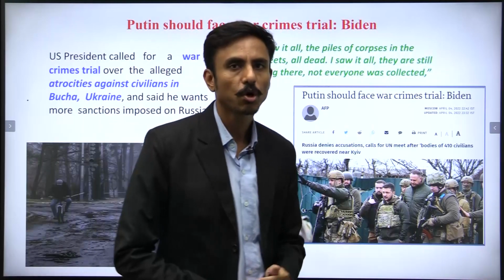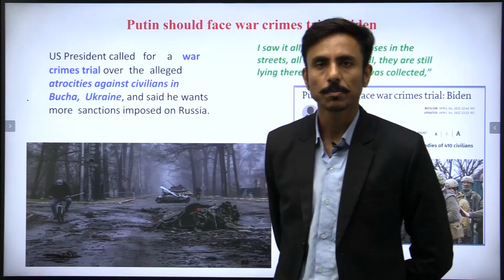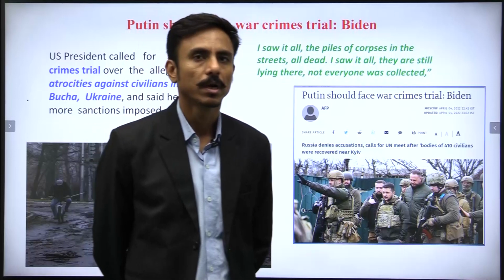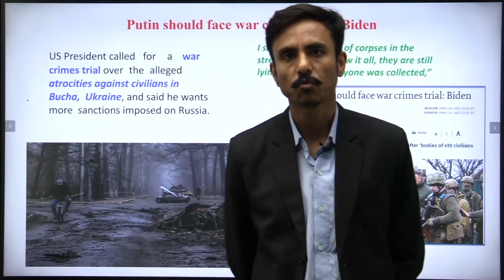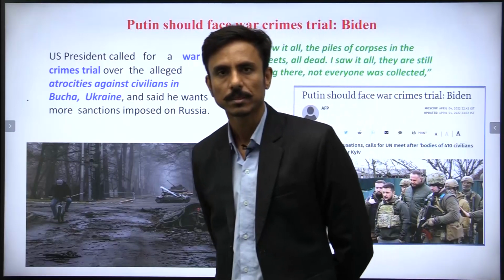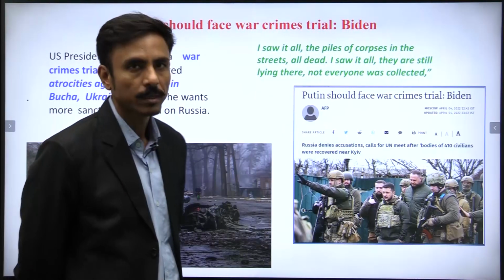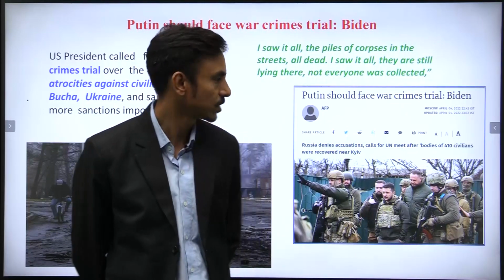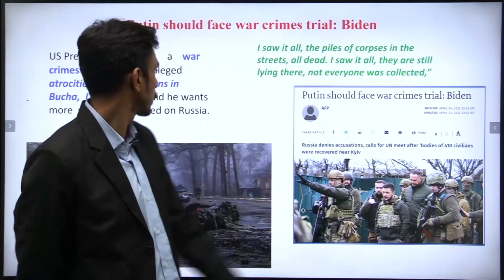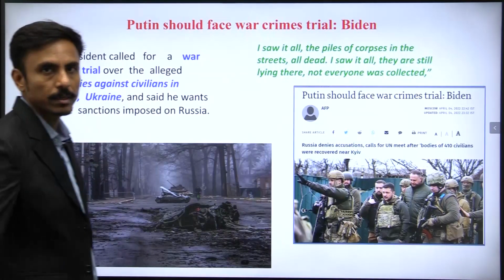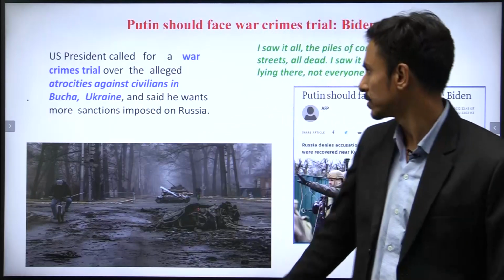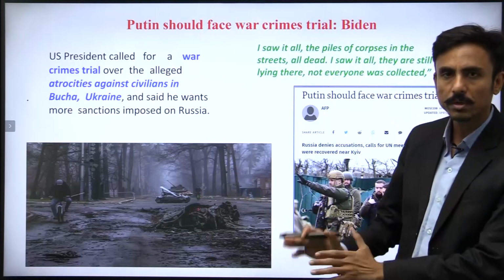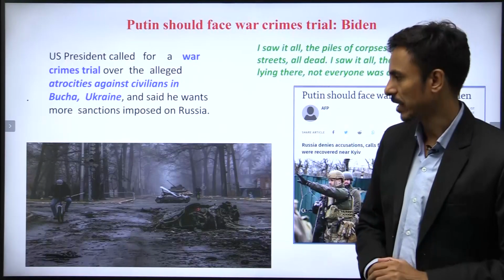Guys, in the northwest of Kyiv, the capital of Ukraine, there is a place called Bucha, and in Bucha there are alleged war crimes, atrocities and humanitarian violations, right? And therefore Joe Biden has said that the International Criminal Court should take action against Vladimir Putin for the war crimes. As you can see on the screen, guys, there have been reports of atrocities against the civilians in Bucha, Ukraine, right? And America is calling for a war crimes trial against Vladimir Putin, right?